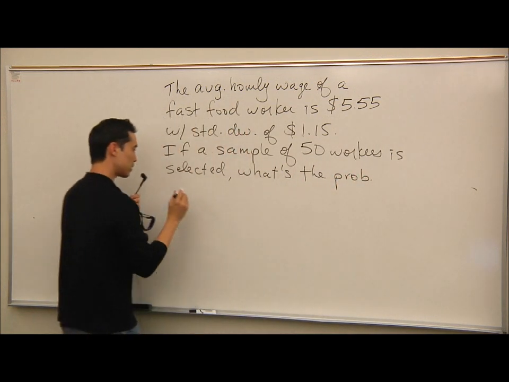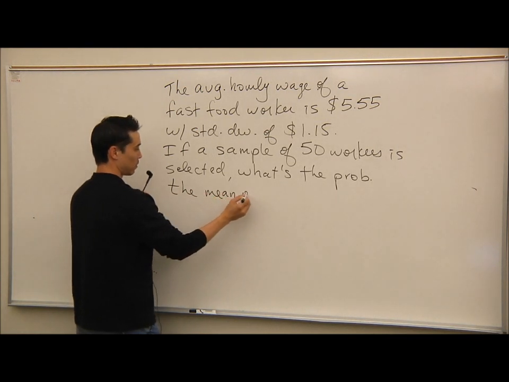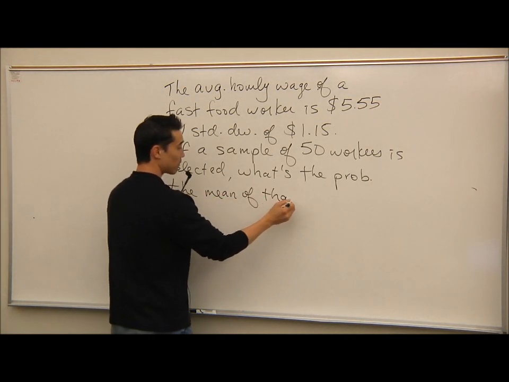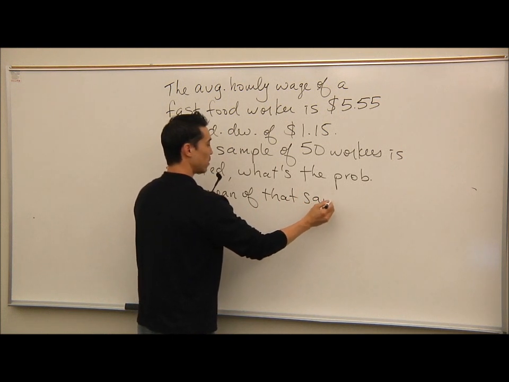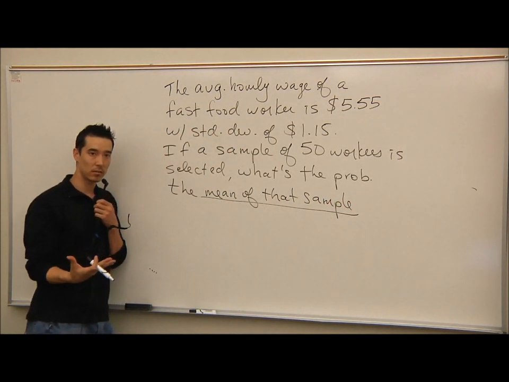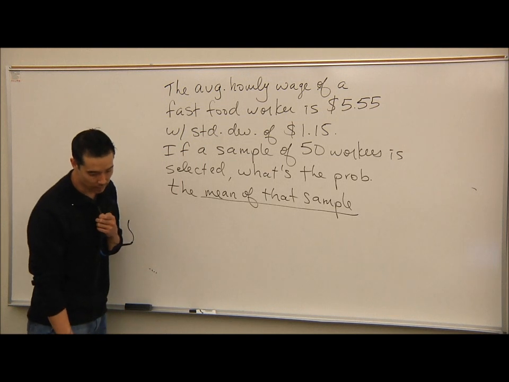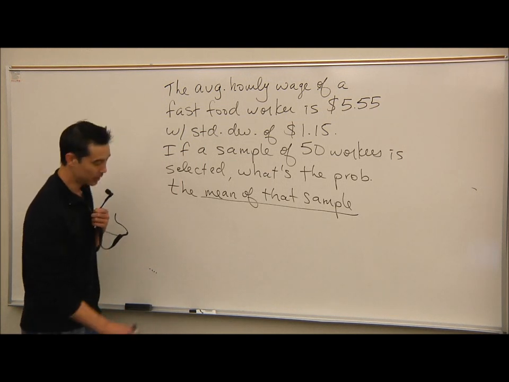And again, I'm about to underline this, the mean of that sample. Okay, if you see the phrase, the mean of that sample, within these normal distribution problems, that's pretty much screaming to you, this is a central limit theorem problem. Okay. What's the probability the mean of that sample is between 525 and 590?